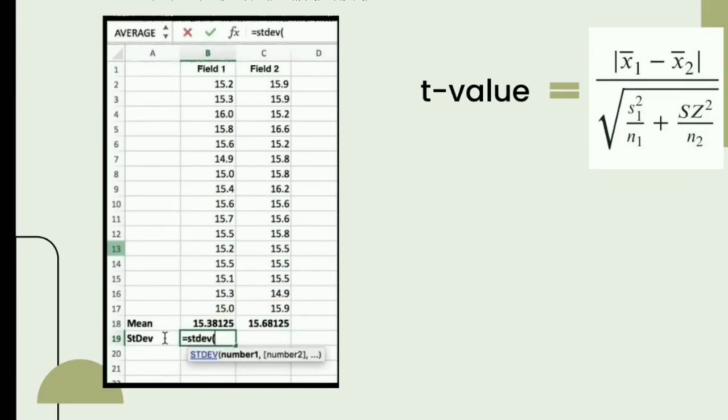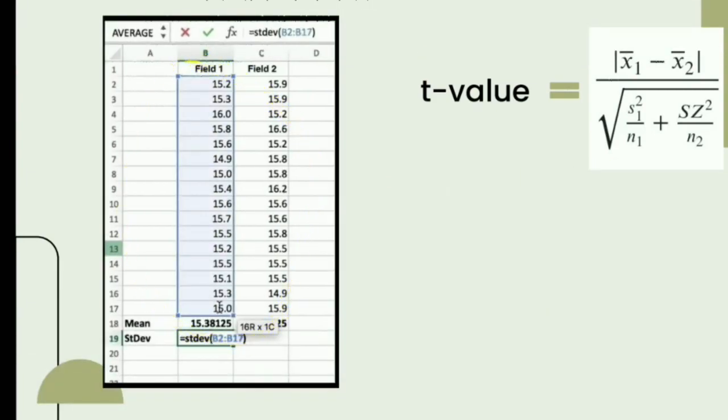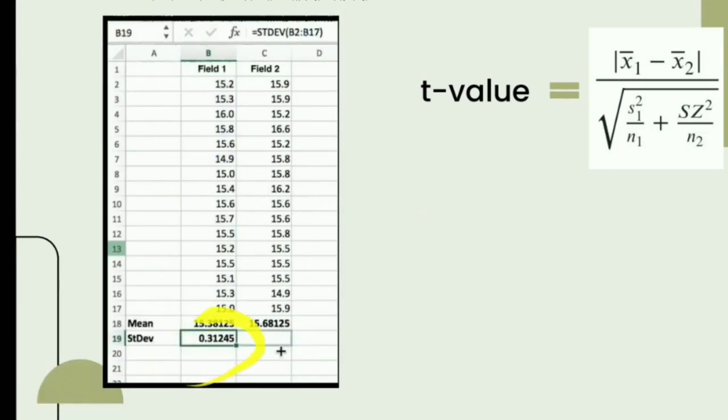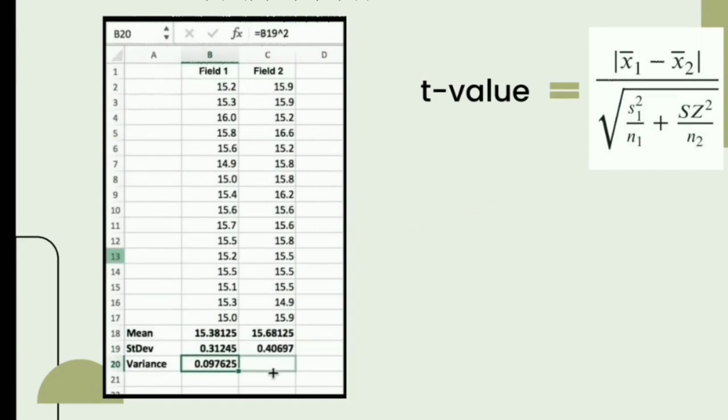The next is the standard deviation. We type equals STDEV, then parenthesis, then select again the entire sample set to get the standard deviation, which is 0.3. Then we do the same for field 2.